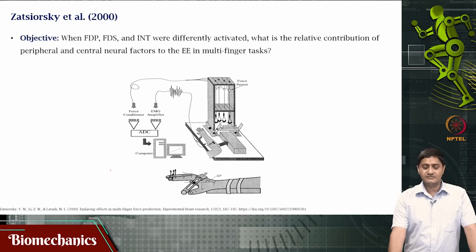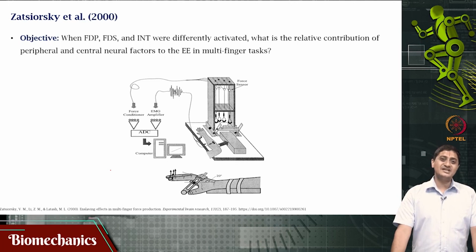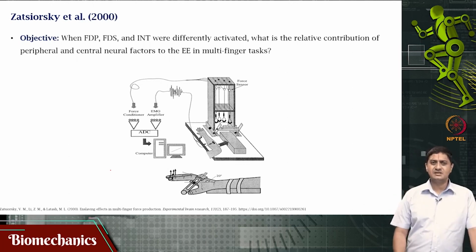Okay. When flexor digitorum profundus, flexor digitorum superficialis and the intrinsic muscles are differentially activated, the question is how would you do that? We will come to that in a bit. Suppose I can differentially activate these muscles, what would be the relative contribution of peripheral and central factors to the enslavement effect in multi-finger force production tasks? That is the question. The question is, how can you differentially activate the muscles?